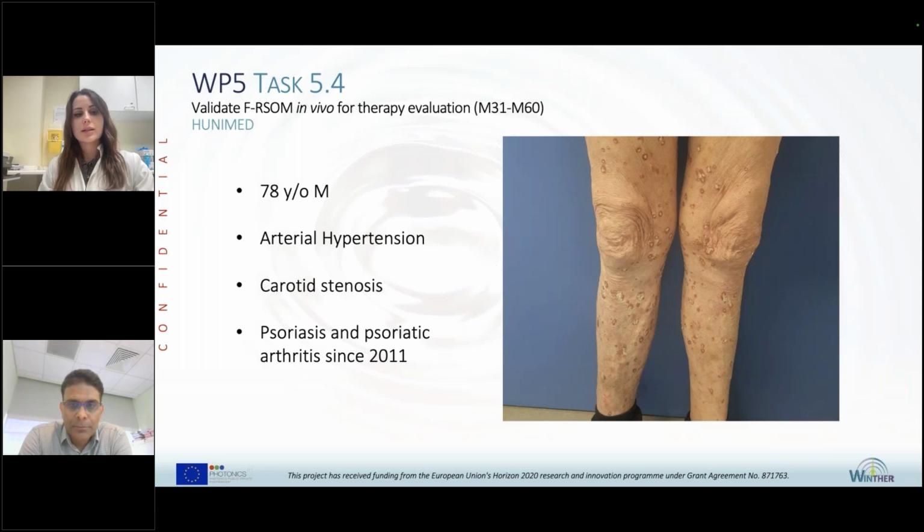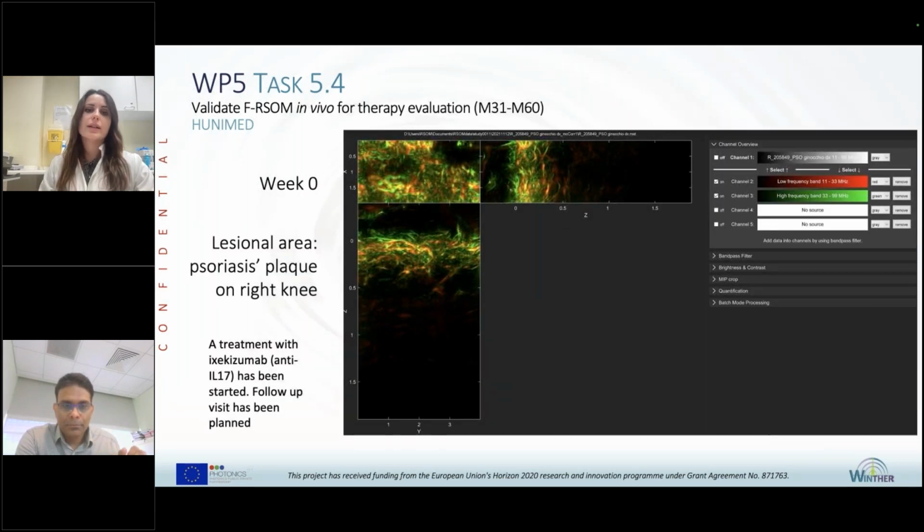The first clinical case is a male patient, 78 years old, affected by psoriasis and psoriatic arthritis since 2011, who also had some cardiovascular and cardiometabolic comorbidities. Also in this case, we made the acquisition at the baseline, on a psoriasis plaque on the right knee of the patient. After that, we decided to begin a treatment with ixekizumab. As of today, we don't yet have the follow-up image because the patient will be back for a visit in the next weeks.